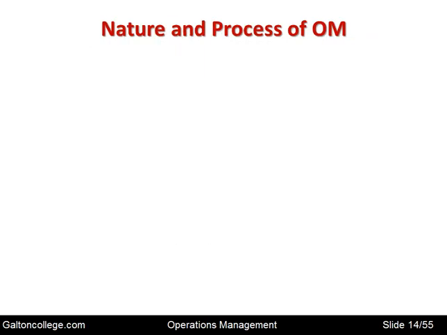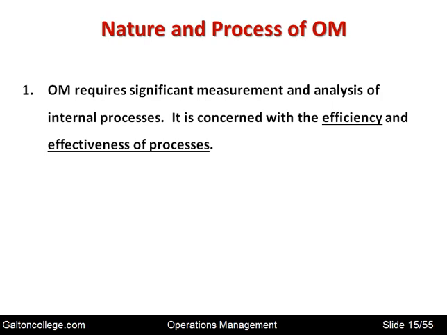Now, the nature and process of operations management. Well, operations management requires significant measurement and analysis of internal processes. It's concerned with the efficiency and effectiveness of processes. Well, the only way you can measure efficiency or gauge the effectiveness of a process is to have measurement, to try and capture what it is that the process is doing, how efficient the process is, what the wastage is, what can go wrong, what the inefficiencies are.